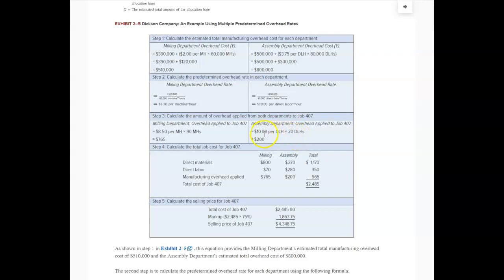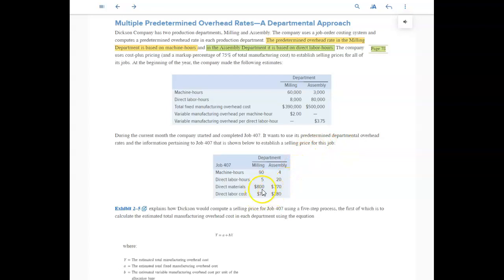Our rate is $10 per hour, so it's $200 we're going to add to this job in the assembly department for overhead. So putting it all together, and they gave us these material and labor numbers earlier. Let me show you right in here.